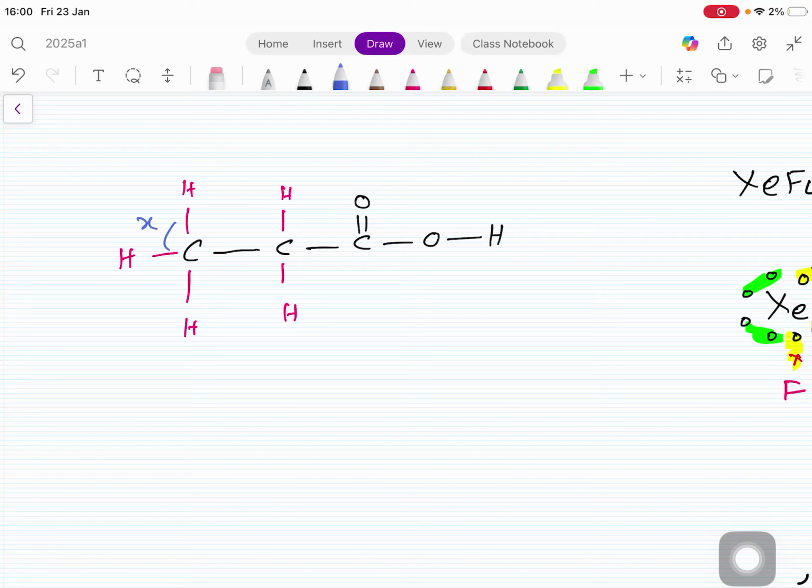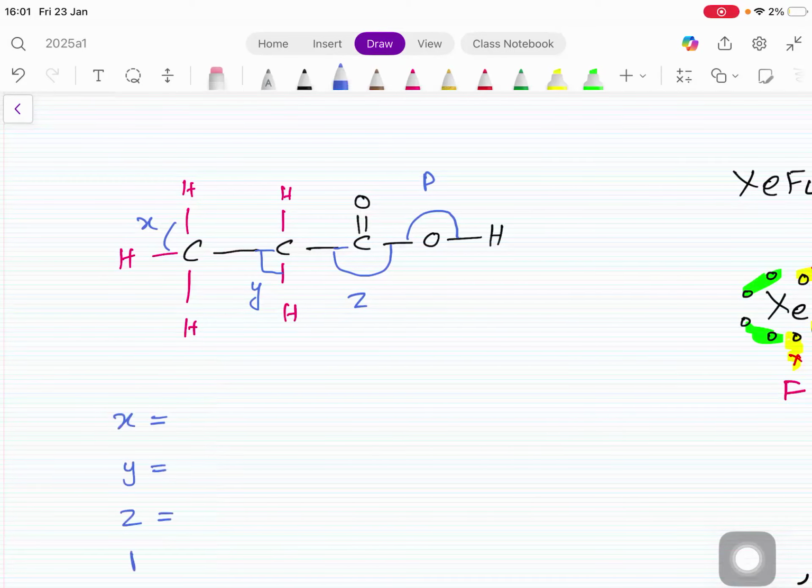Here is the X. Here is the Y. Here is the Z. And here is the P. Okay, but you have to tell me the angles HCH, which I'm labeling X. Sorry. X, Y, and Z. What is the angle X? What is the angle Y? What is the angle Z? What is the angle P?